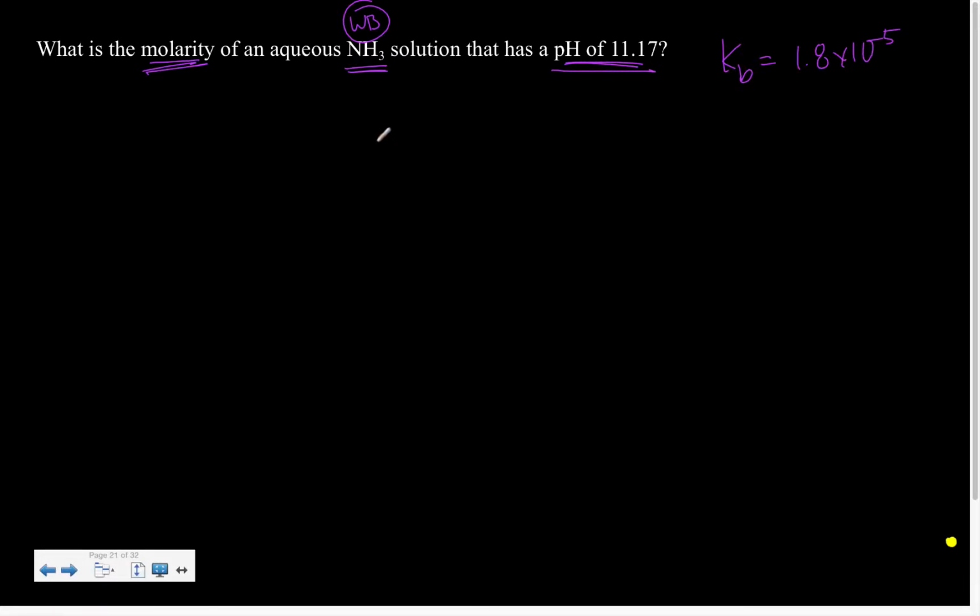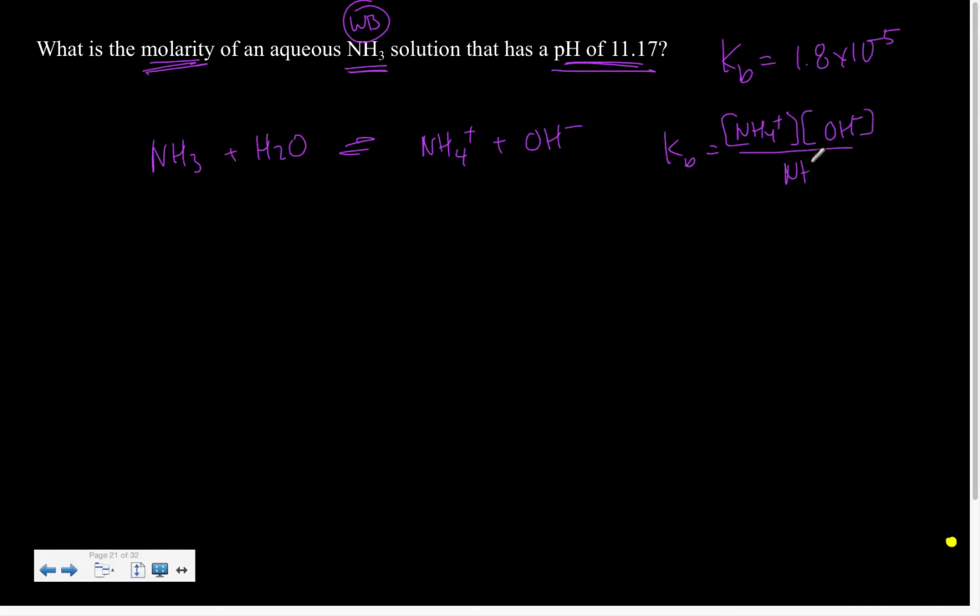What seems like a good thing to do? Sure. Let's go ahead and do a reaction. So we have this plus this, equilibrium arrows, right? And that's going to give us what? Protonated form and hydroxide, right? Again, if this is a base, this is what it does in water, yes? So we have our base and its conjugate acid. And we know that this Kb expression is ammonium times this, over NH3. So that's our Kb expression.